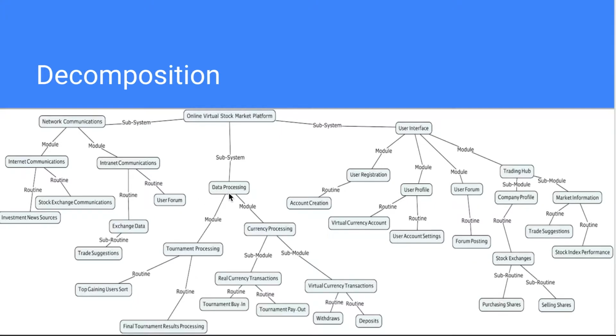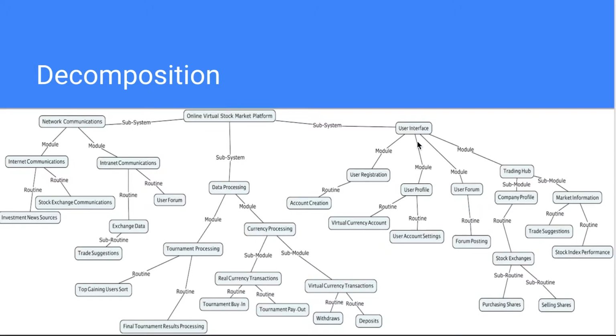Within data processing, there are also two modules: tournament processing, which would allow our tournaments to run, and currency processing, which would include the real currency transactions in the tournament, as well as virtual currency transactions for everyday trading on the site.